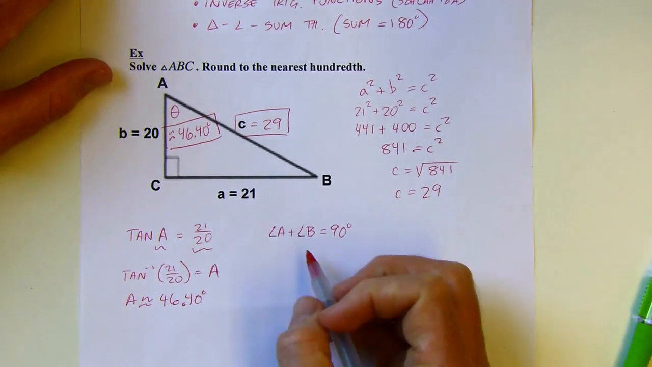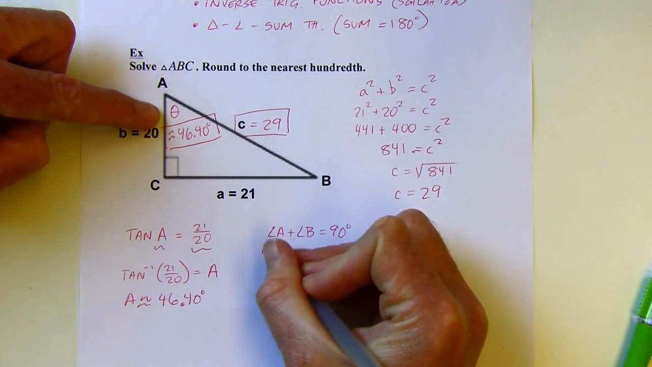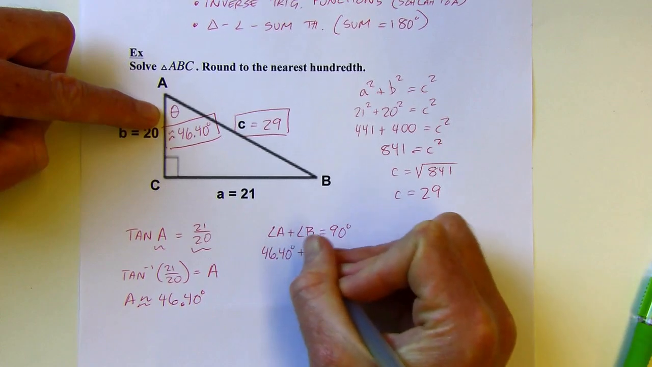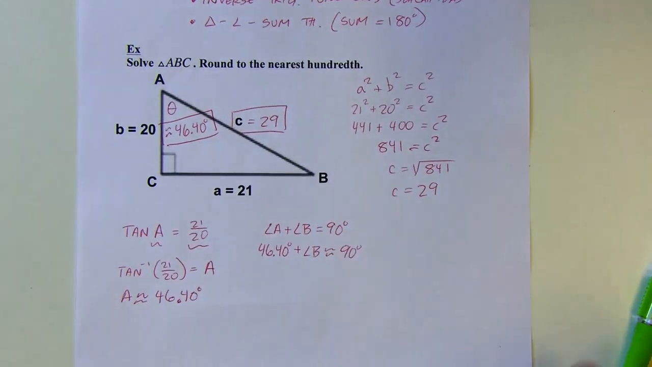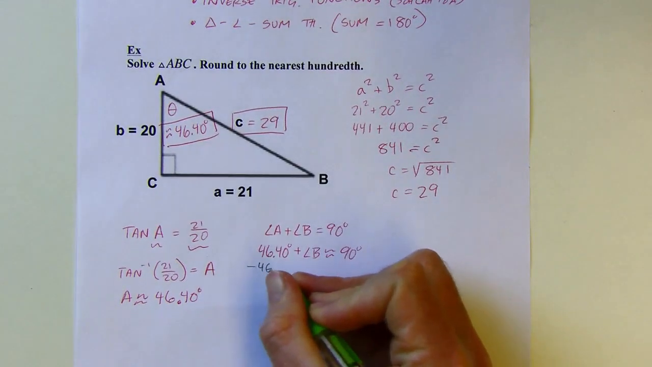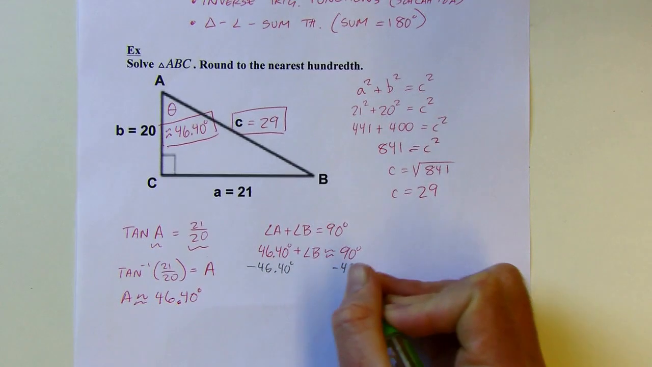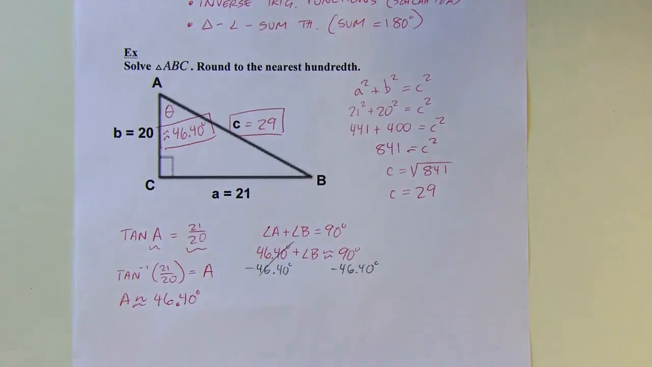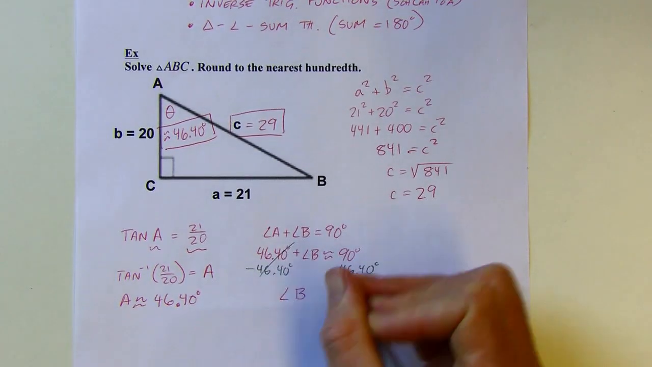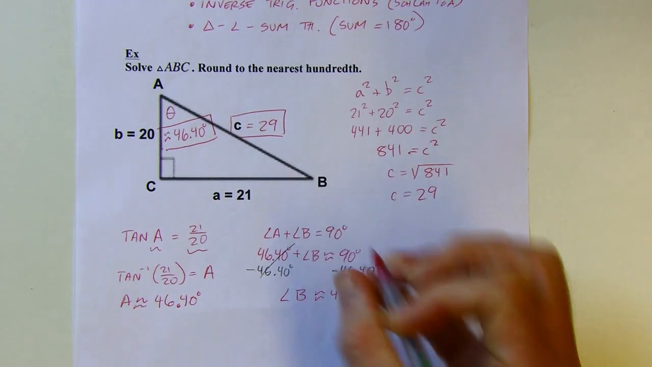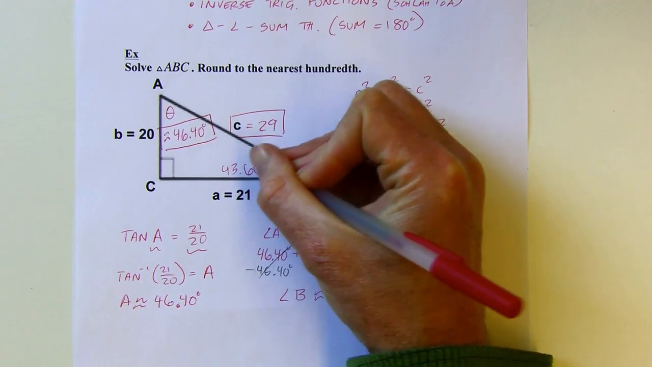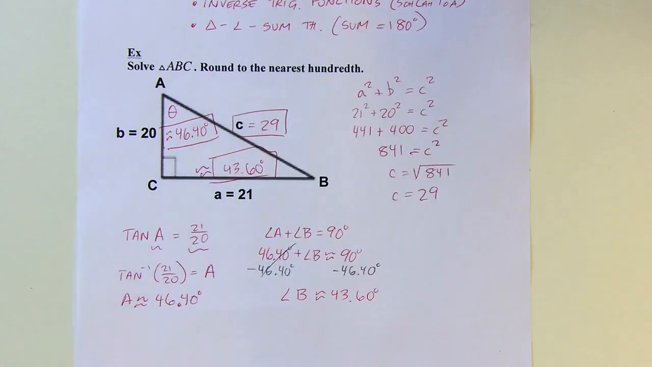Since I know that angle A is roughly 46.40 degrees, I can just do this. Now I can subtract 46.40 degrees from both sides, and then angle B will come out to approximately 43.60. I always like to put it in the picture. Now I know I've got all the pieces, right? I've got all three angles and all three sides. This triangle is solved.